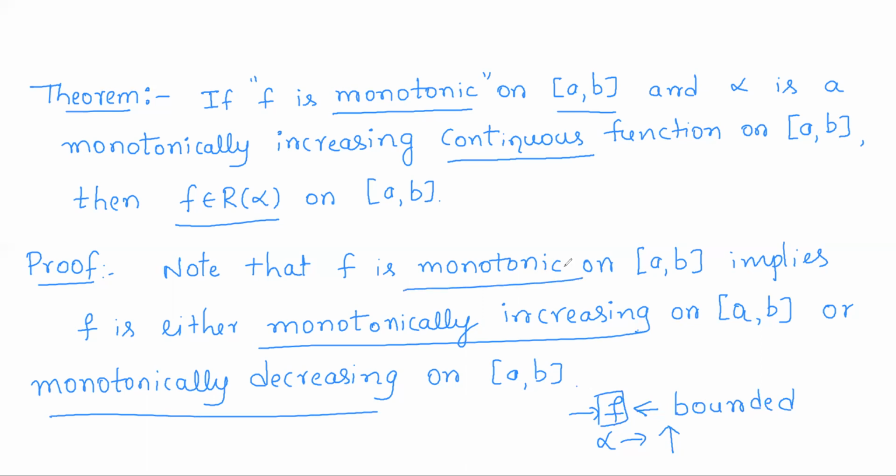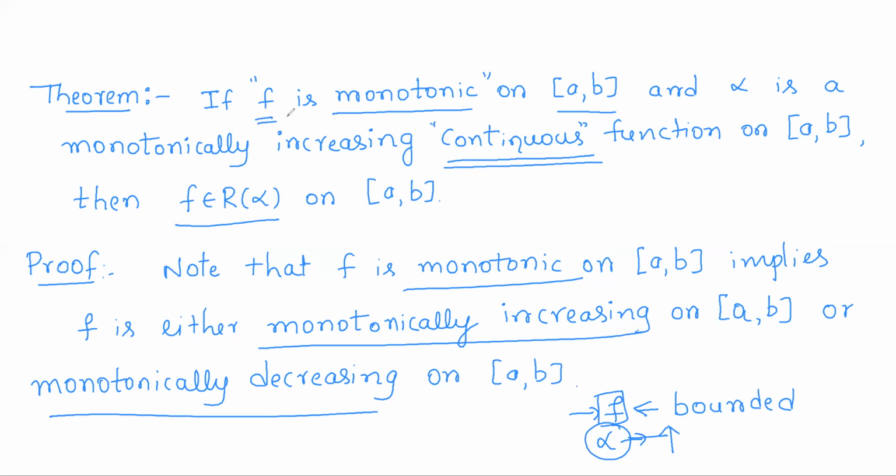So if we have a monotonic function f, and along with that alpha is a monotonically increasing continuous function, then f will be Riemann-Stieltjes integrable. So a monotonic function f will be Riemann-Stieltjes integrable if you take it along with a monotonically increasing continuous function. In general, alpha need not be continuous. To talk about Riemann-Stieltjes integrability, alpha should be just a monotonically increasing function. In addition to that, if alpha is continuous, then any monotonic function will be Riemann-Stieltjes integrable. So this is what the theorem says.